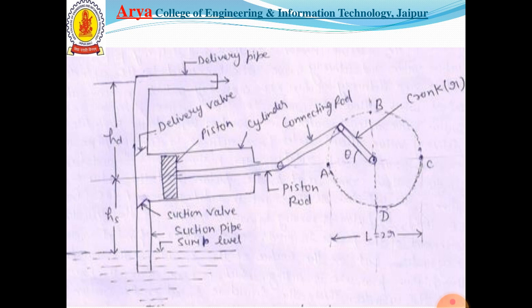When the crank is rotating from point C to A, from 180 degree to 360 degree, the piston moves from the right hand side of the cylinder toward the left. The movement of the piston towards the left increases the pressure of the liquid inside the cylinder more than the atmospheric pressure. Hence the suction valve closes and the delivery valve opens. The liquid is forced into the delivery pipe and is raised to a required height. That is called pressure head.